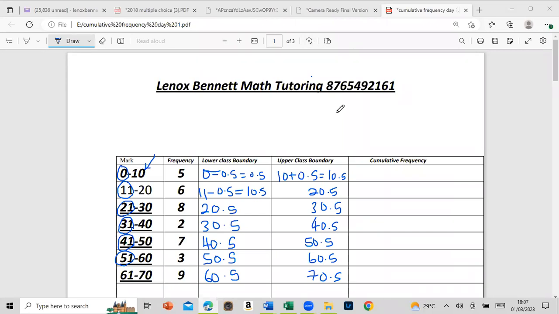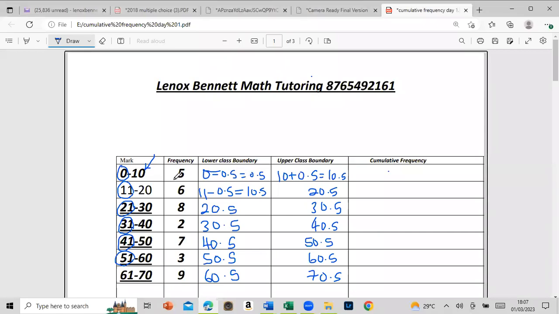Alright, so for the cumulative part, we would say the starting point is the number here, basically the frequency. So we start at 5, and as you say, cumulate. Cumulate means to add, right? So the next one is 5 plus 6, which is 11. You just keep doing that. Then 11 plus the number here, which is 8, gives 19. Now with 19, I add the number in the next row, which is 2, so that equals 21. And you just continue like that.